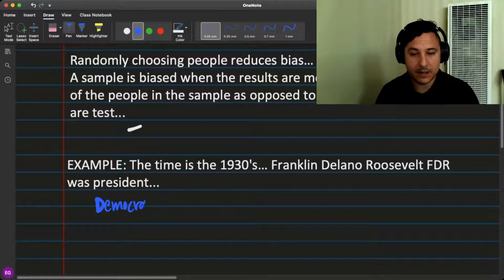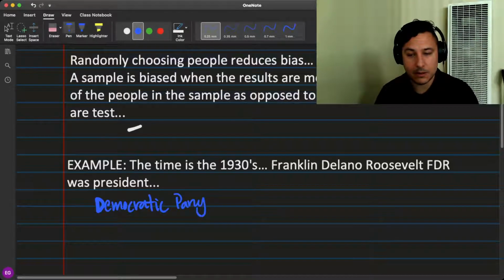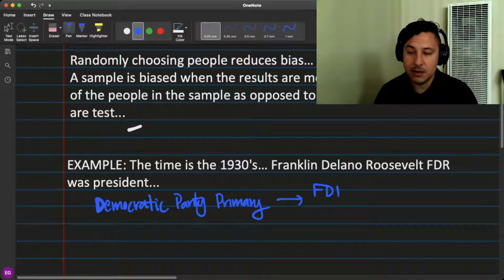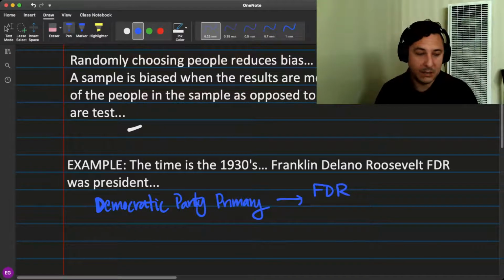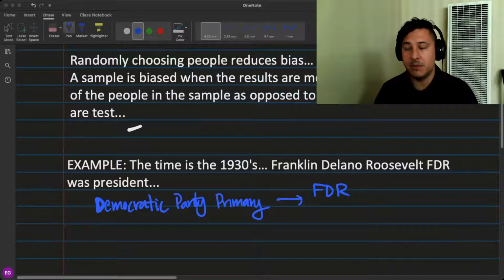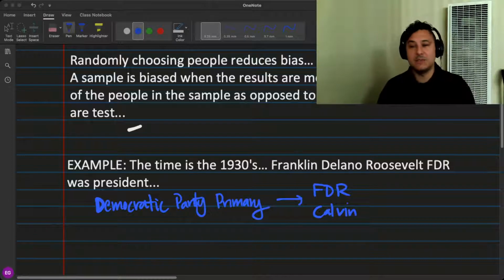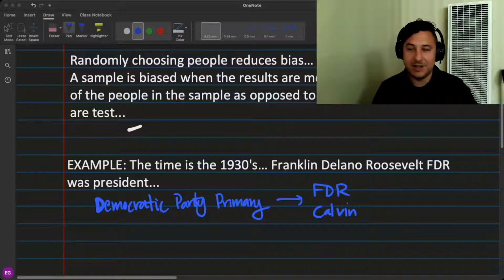So there was the Democratic Party primary. And there were two people running. One of them was FDR. Oof, and I forget the name of the other guy. He had a very white person name. Let's just call him Calvin. Let's just say FDR and Calvin. I know Calvin is not his real name, but we're just going to say that.